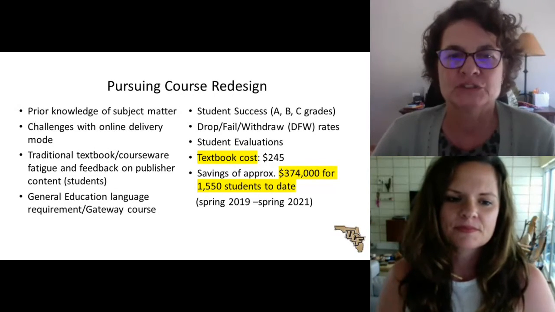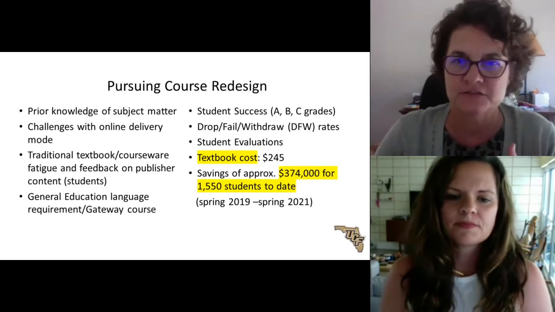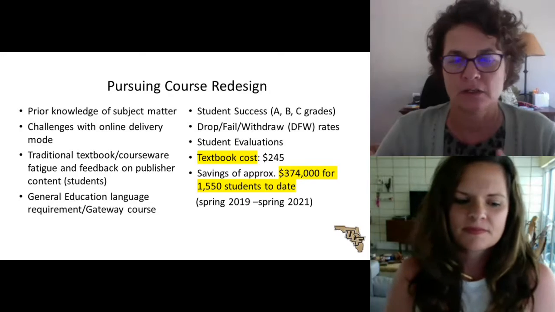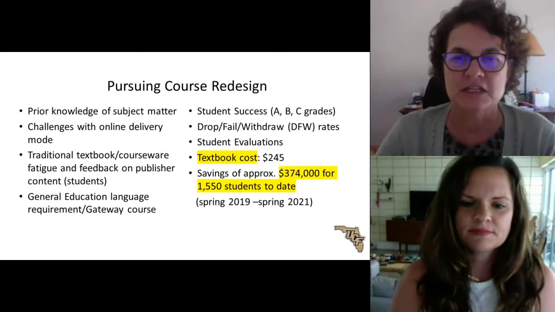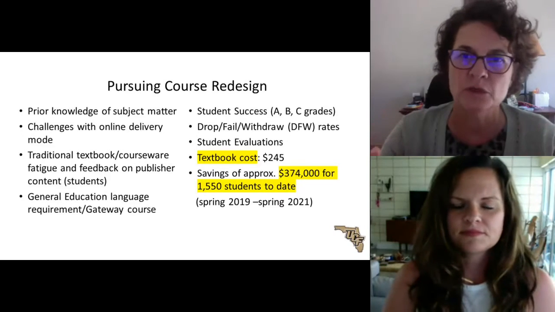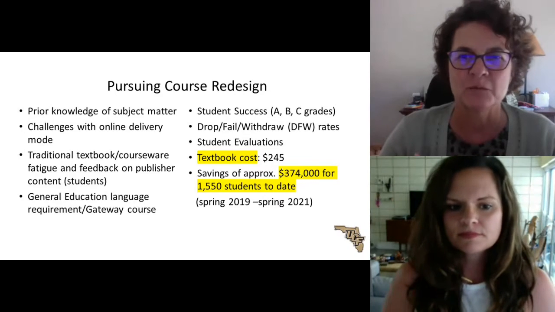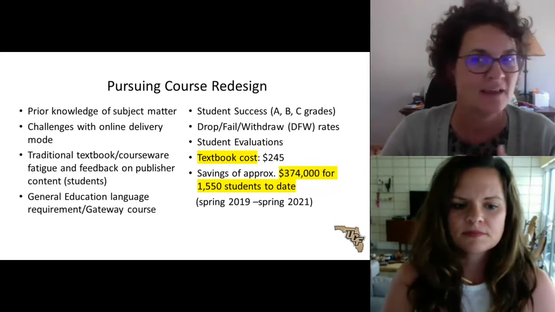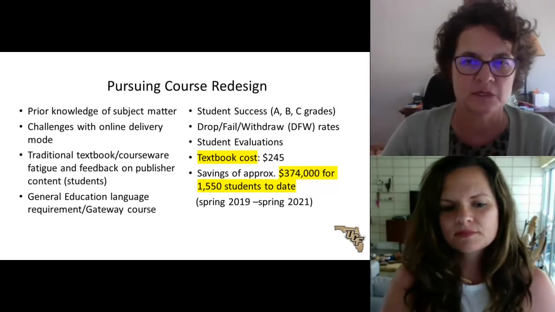So going back to why we decided to pursue course redesign: prior knowledge of subject matter, our courseware and textbooks were not one size fits all. Some students had challenges with online courseware systems where they had to access the homework. There were always tech issues, and a lot of times it felt like in our job we were supposed to be the tech support, and we were spending too much time on that, and it just was not working for us.